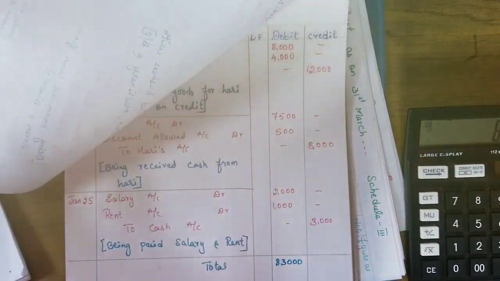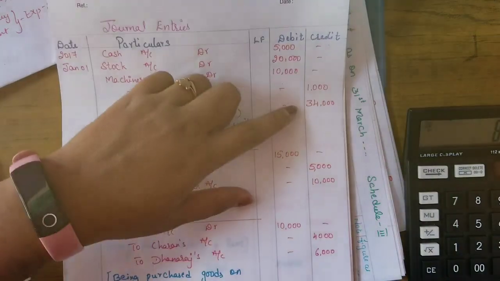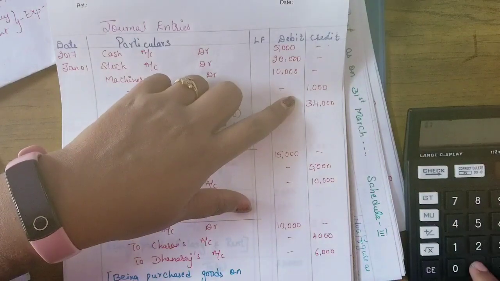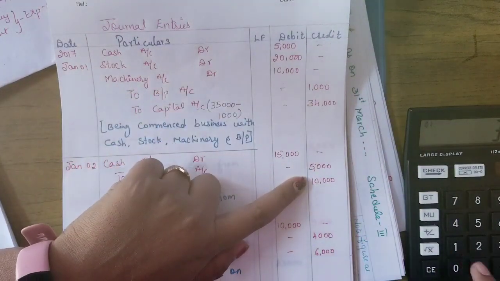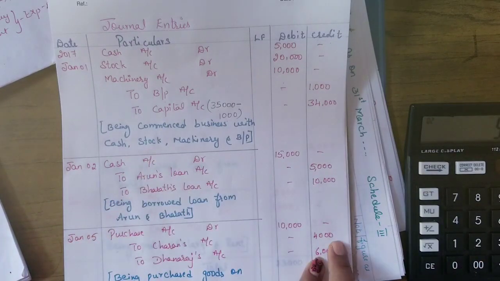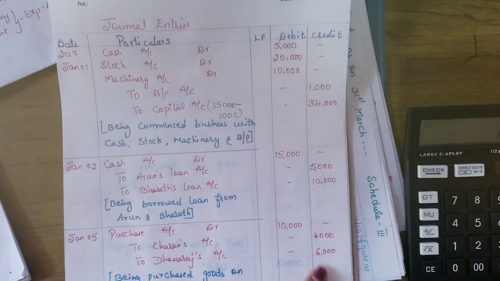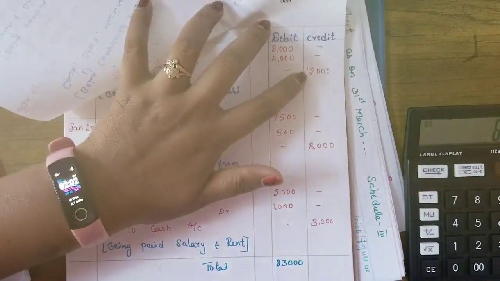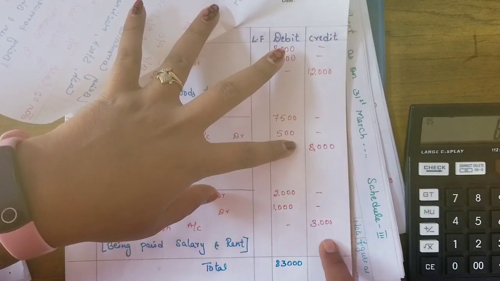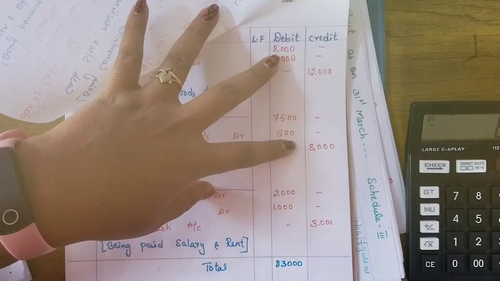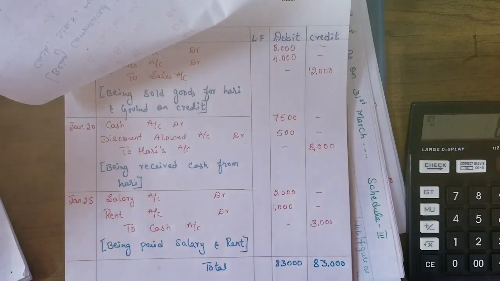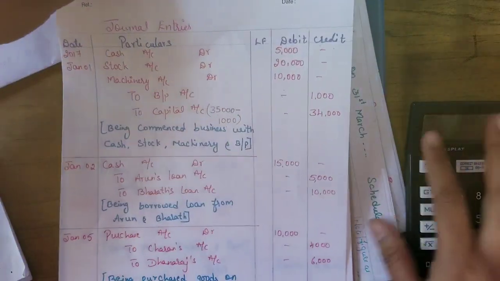83,000. Let me see the credit balance. 34,000 plus 1,000 is 35. Directly I am taking. Next here it is 15,000. 10,000 plus 5,000. 6,000 plus 4,000 is 10,000. Next 12,000. 8,000 and 3,000. So this side also I am getting 83,000. So both credit and debit balance are tallied.